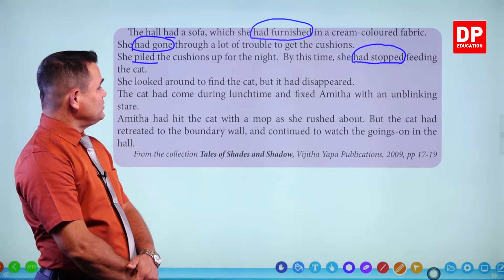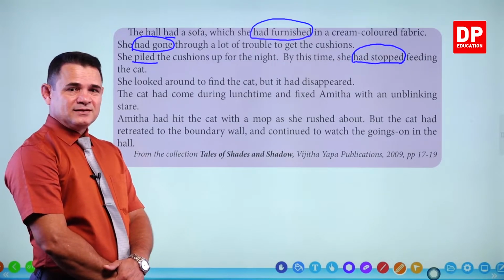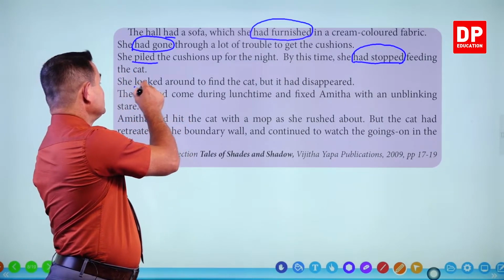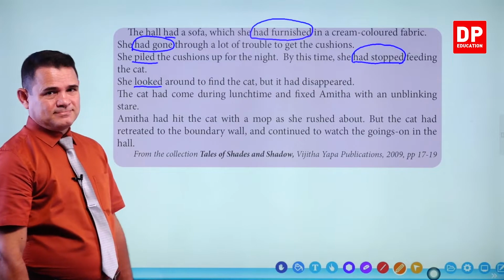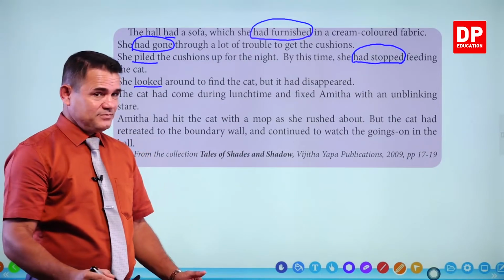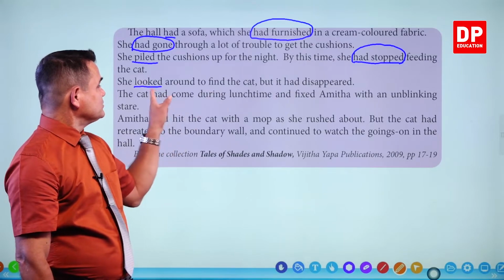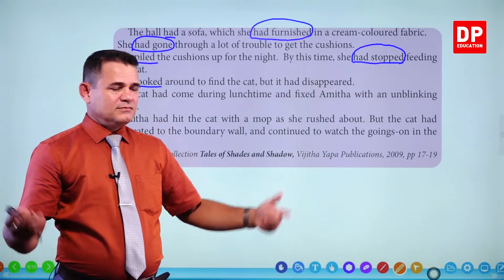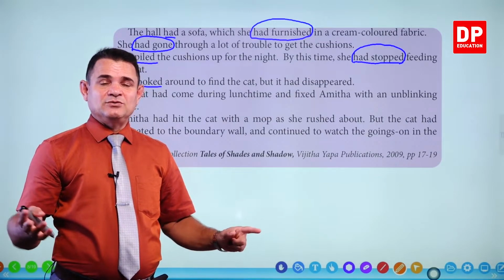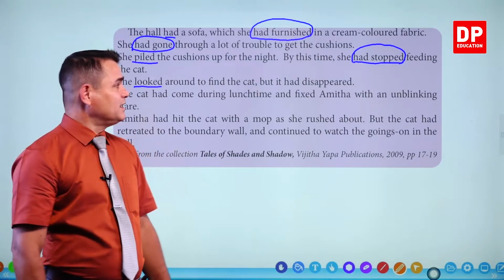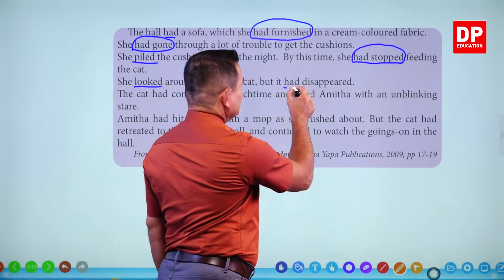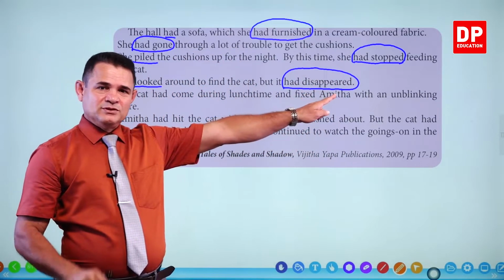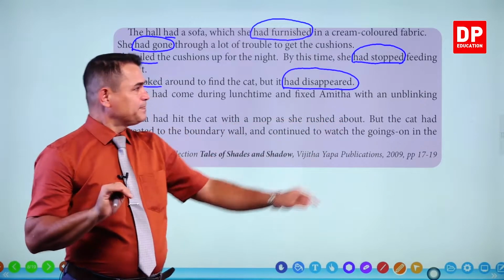She looked around to find the cat. She looked around. There is a verb that is simple past. She looked around. So simple past. But it had disappeared. Vanished. It had disappeared. Had disappeared. Past perfect. Had plus the third form of the verb is past perfect.